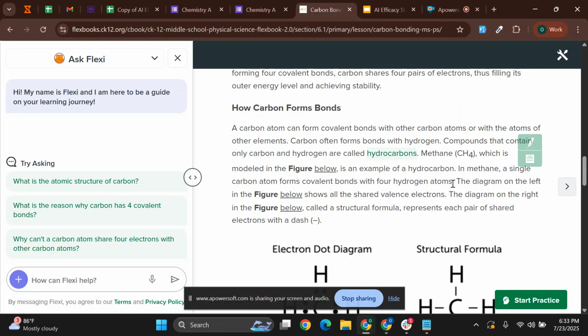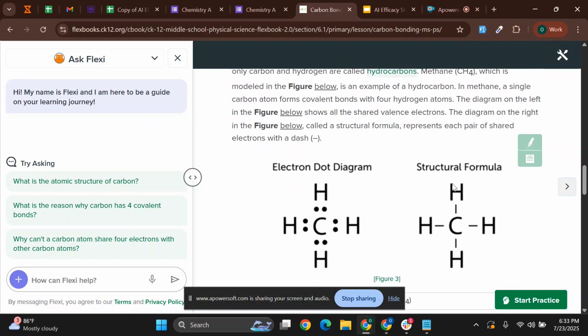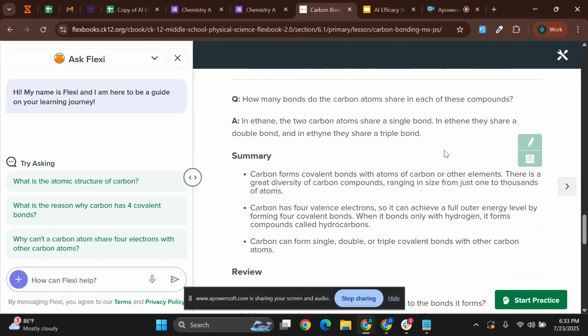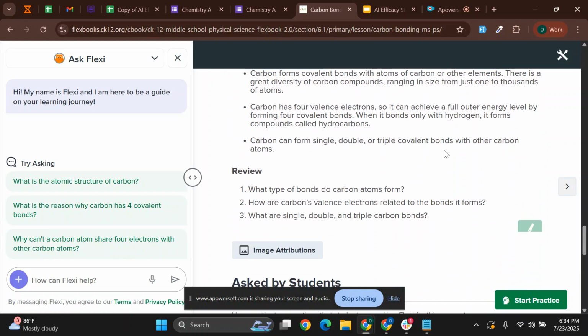This diagram on the left in the figure below shows all the shared valence electrons. The diagram on the right in the figure below, called a structural formula, represents each pair of shared electrons with a dash. Okay, so how many bonds do the carbon atoms share in each of these compounds? In ethane, the two carbon atoms share a single bond. In ethene, they share a double bond, and in ethyne, they share a triple bond.